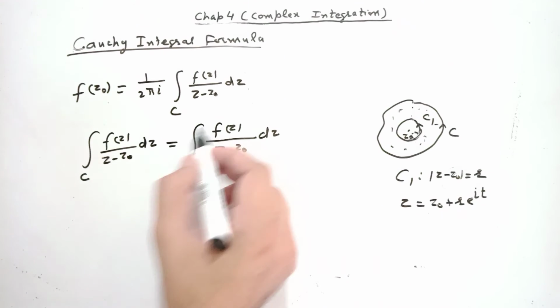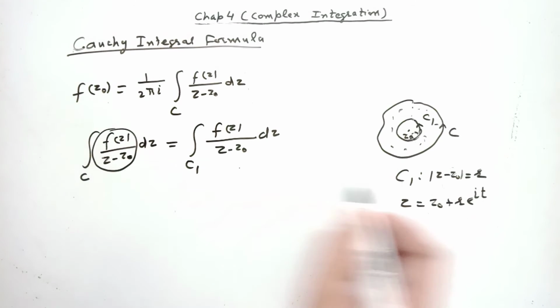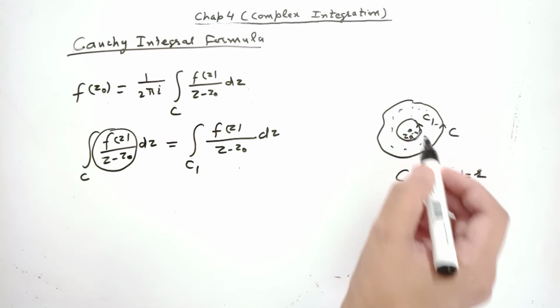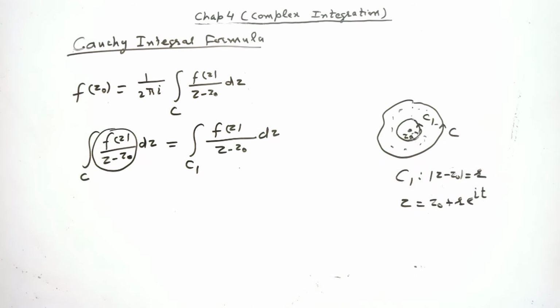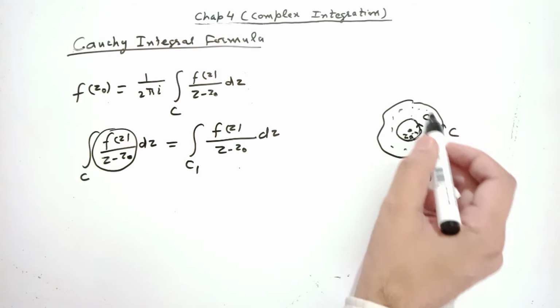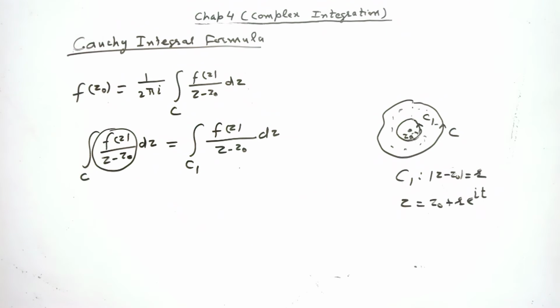Okay, because this function is analytic in this ring shaped region. It is not analytic at z0, but z0 is enclosed inside C1. So it is analytic within and on this ring shaped region.